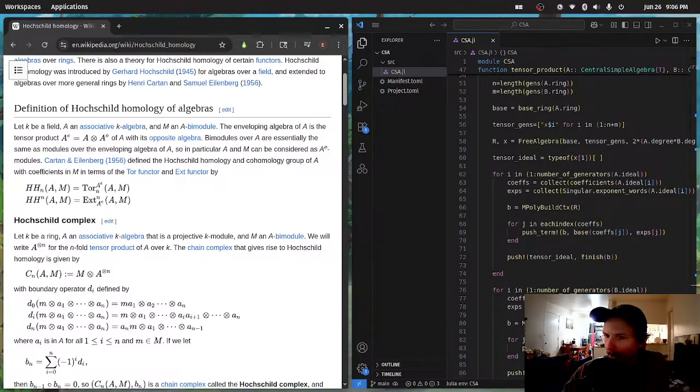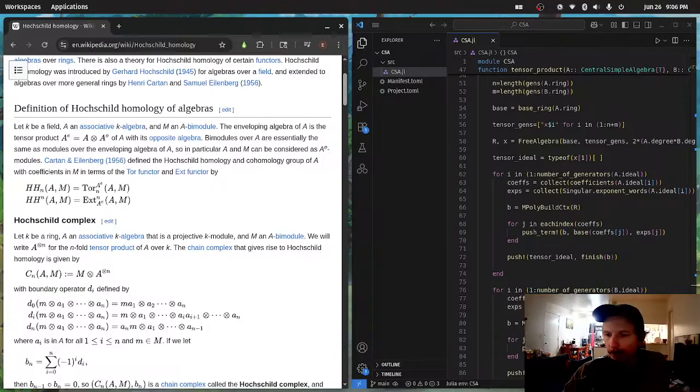I'm not exactly sure how. I guess the enveloping algebra admits an action on A through the left when you have A, and through the right when you have A op. Okay, and then M is just a bimodule.